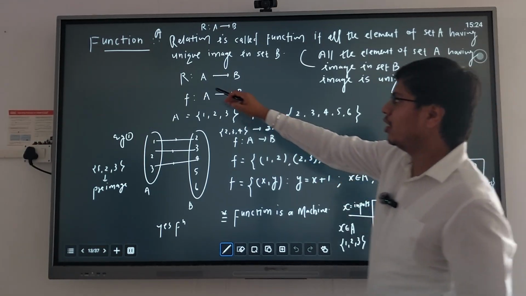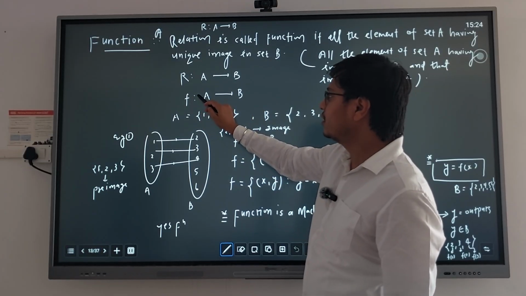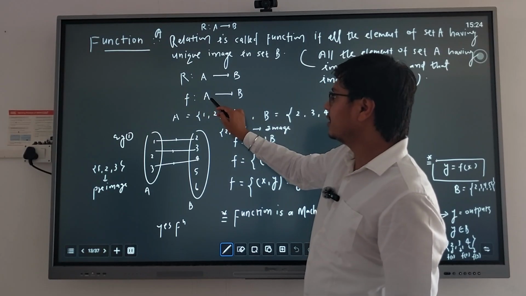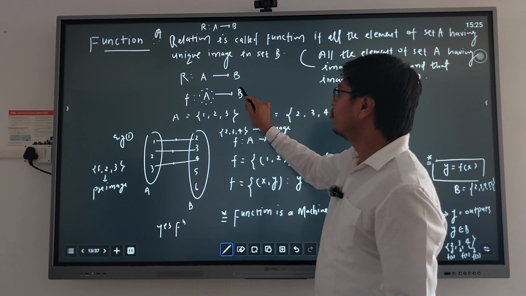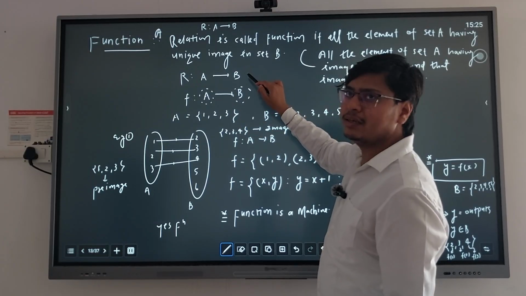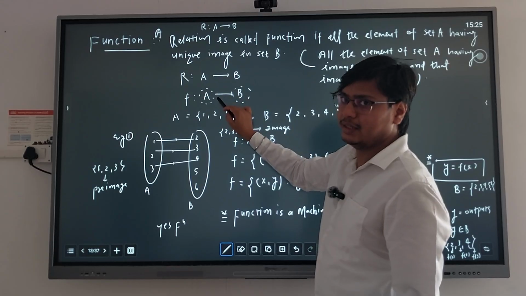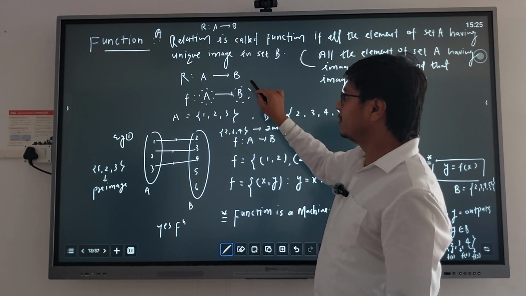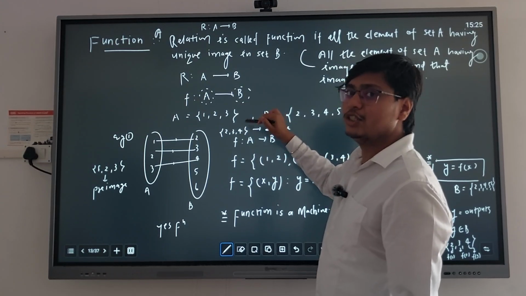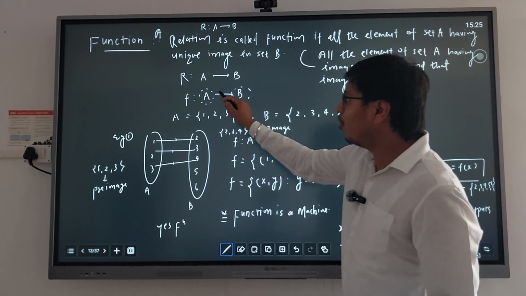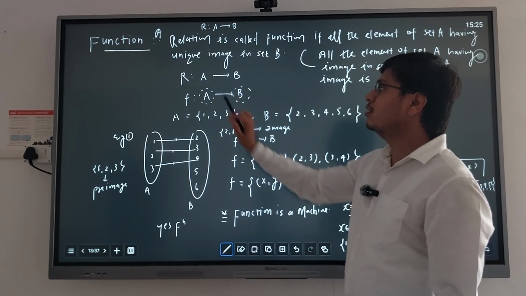Like, if a relation R is defined from set A to B, then the function can be written as f such that A to B. When the elements of set A are associated with elements of set B in any way, it is called a relation. But when all the elements of set A are associated with B uniquely, or we can say all the elements of set A have an image in set B, then that is called a function.